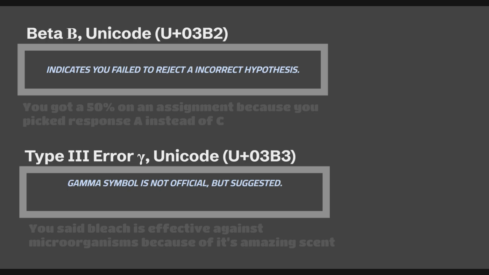Type 3 error is usually denoted by gamma in some mathematical contexts, but this notation is not universally recognized. It denotes that you came up with the correct hypothesis, but you came up with the wrong reasoning for the hypothesis.